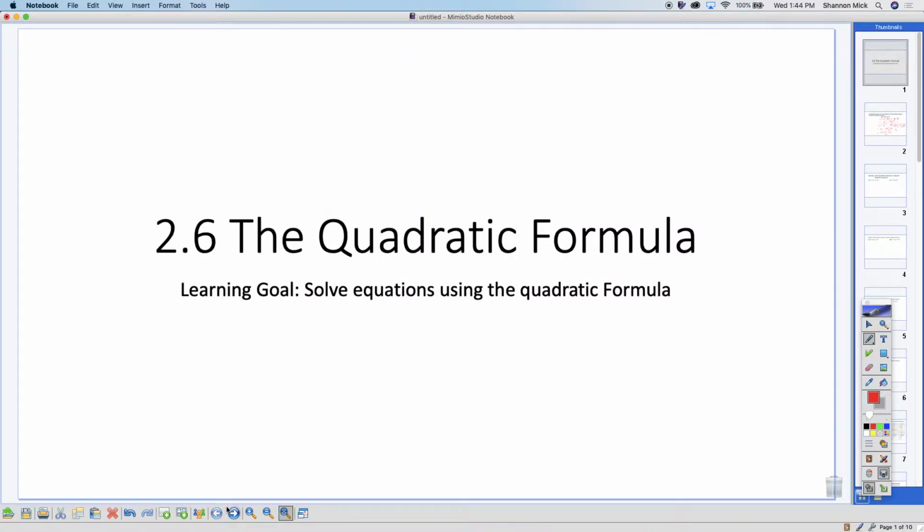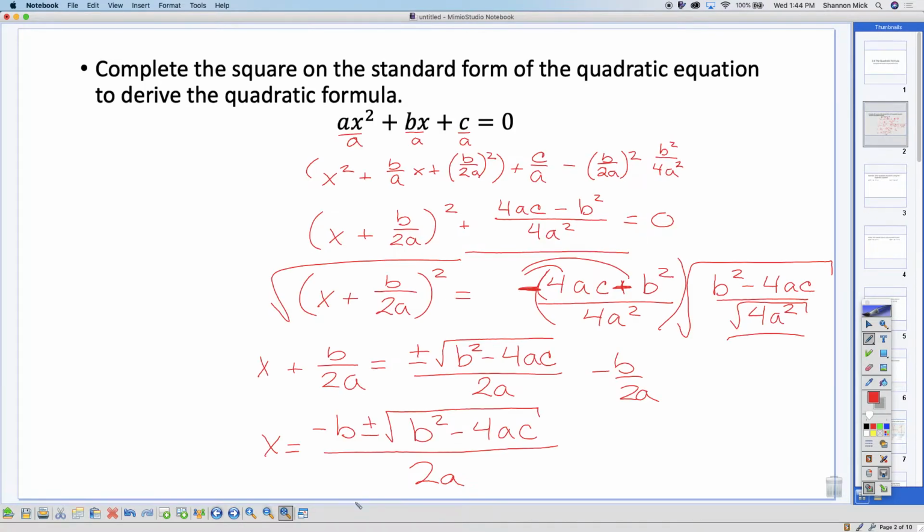Okay, so we just completed this. You need to have this on your paper at some point: the quadratic formula. We have derived the quadratic formula. We have it here. This is what it is. Now, we have A's, B's, and C's. Those come from the original.